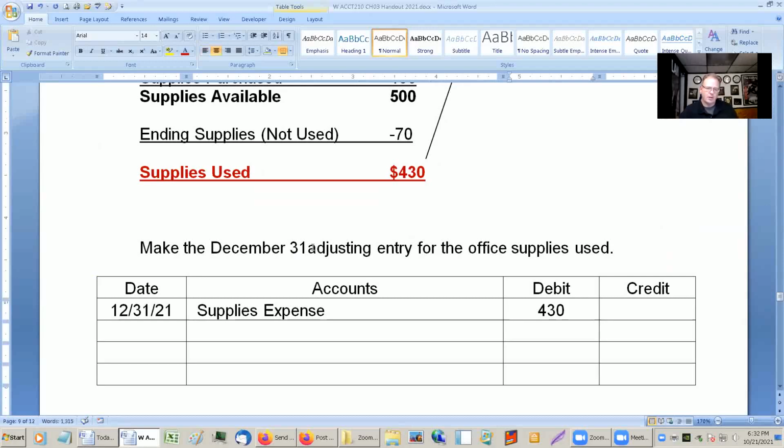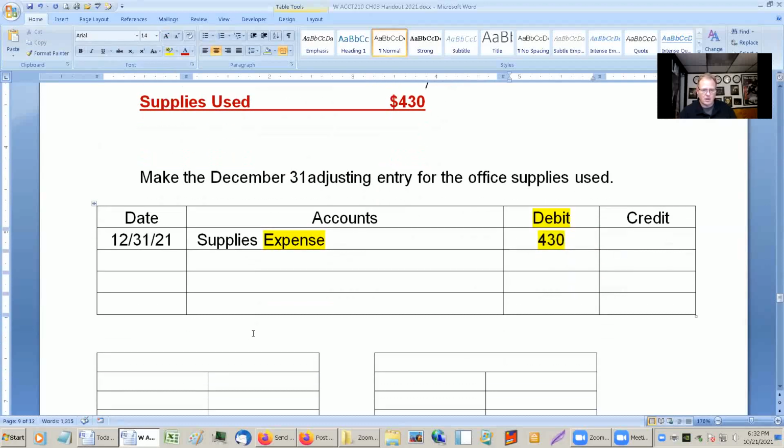And again, expenses are debits. Okay, so supplies expense is going to be a debit for 430. It's the same as 430 up there.